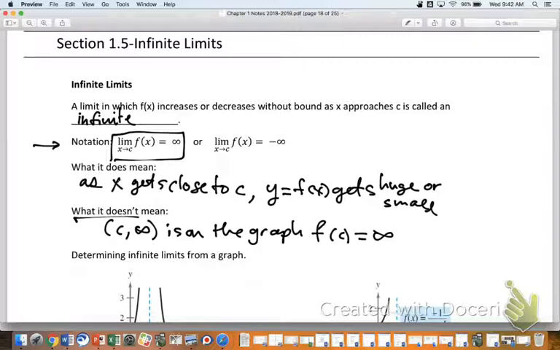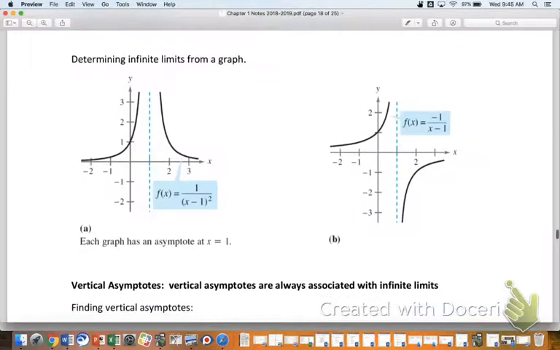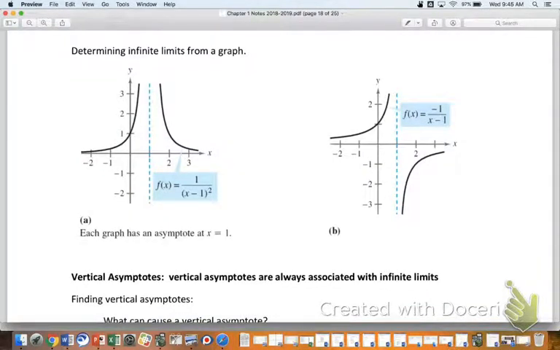Okay, awesome. So let's take a look at a couple of graphs here. So when you look at these two graphs, you can see here that you've got vertical asymptotes. In fact, we're going to talk about how when you get an infinite limit.